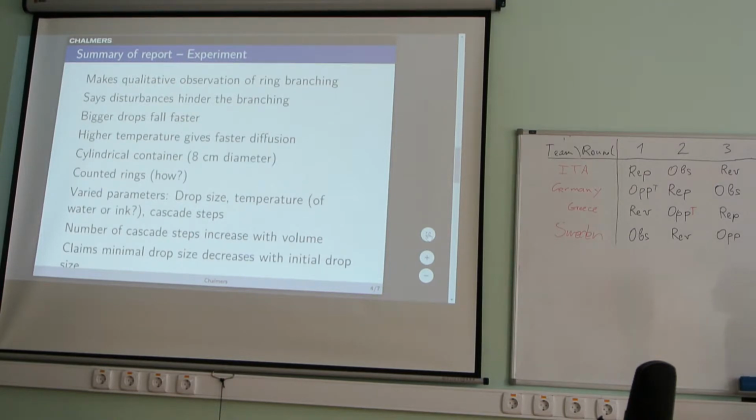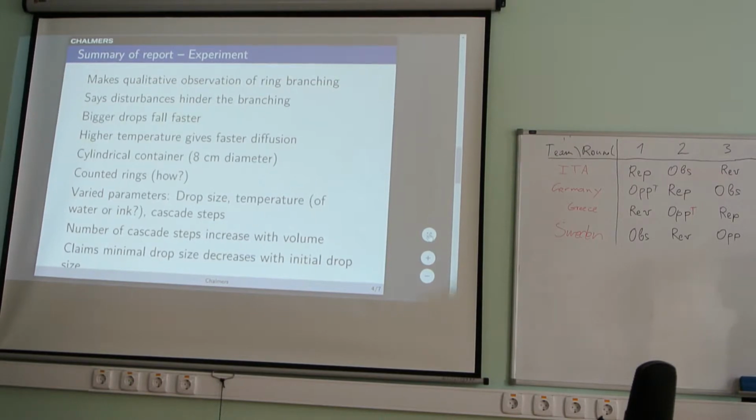experiments. For the experiments, they make qualitative observations for ring branches, and they correctly find that any disturbances of this process prevent further branching. They observe that bigger drops fall faster, and that higher temperature gives higher diffusion. They present an experimental setup, but didn't really account for how they collected the data.